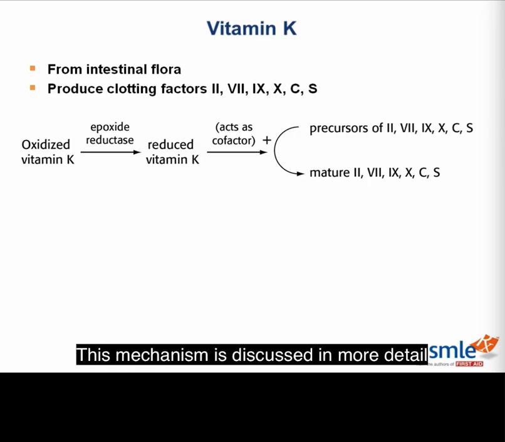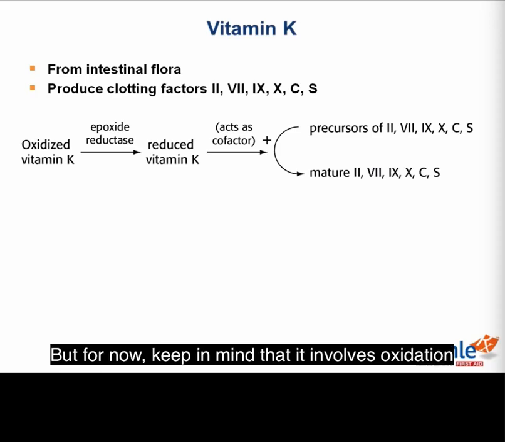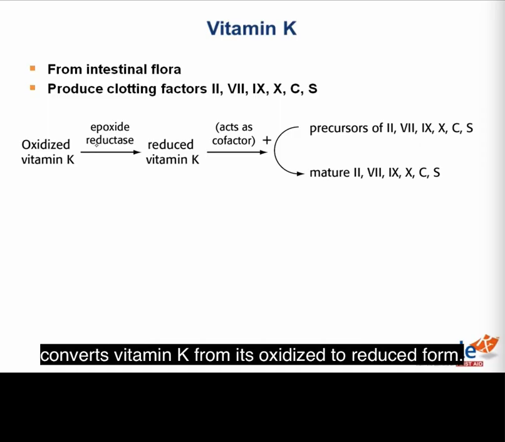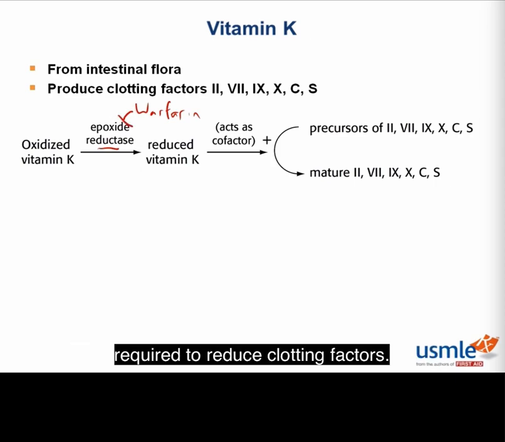This mechanism is discussed in more detail in the HemOnc chapter, but for now, keep in mind that it involves oxidation and reduction of vitamin K, and the enzyme epoxide reductase converts vitamin K from its oxidized to reduced form. The drug warfarin inhibits epoxide reductase, thus inhibiting the function of vitamin K, which in turn prevents the gamma carboxylation required to produce clotting factors.